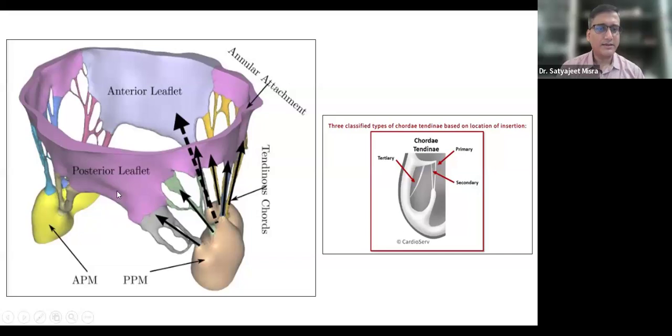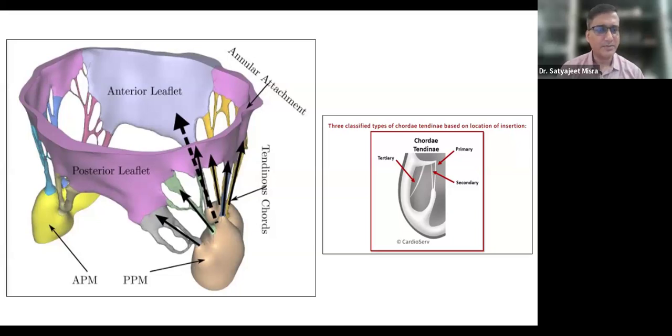Now, when you look at the distribution of the chordae that arise from the papillary muscles, there are 2 papillary muscles: the anterior papillary muscle, or the anterolateral papillary muscle, and the posteromedial papillary muscle, or the inferomedial papillary muscle. The chordae arise from these papillary muscles. They are fibrous structures, and they extend roughly 2 centimeters before they are inserted into the mitral valve leaflets, and they are roughly 1 to 2 millimeters thick.